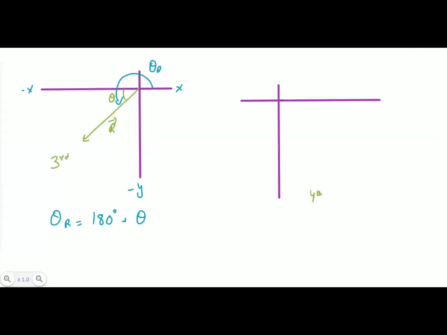So if it is present in the fourth quadrant, then how we can find out the resultant vector's direction? Then we have to measure this angle theta R. In this case, x is positive while y is negative. So if we get this situation, then we have to subtract the measured angle from 360 degree.